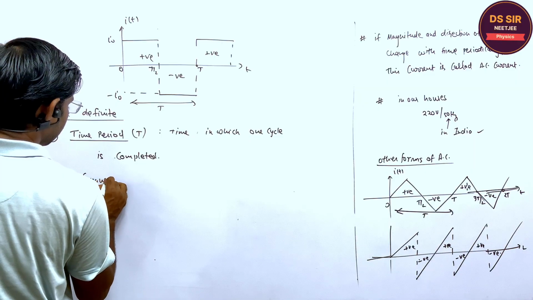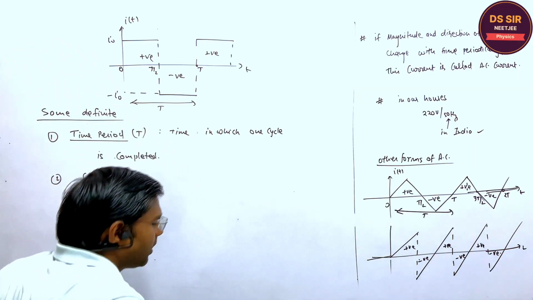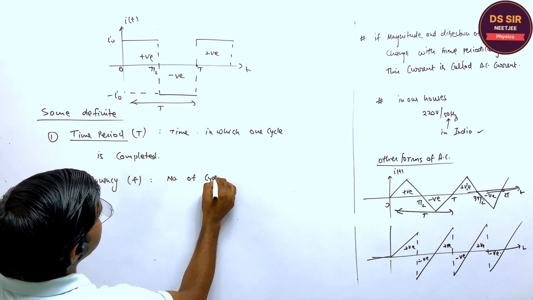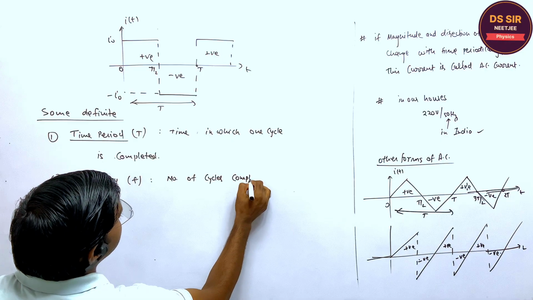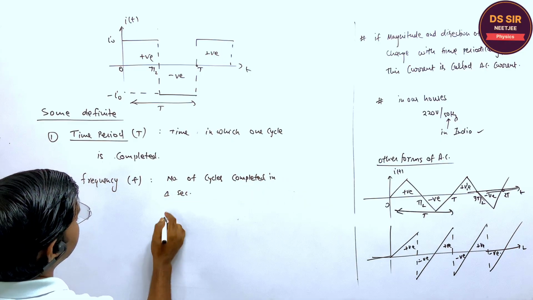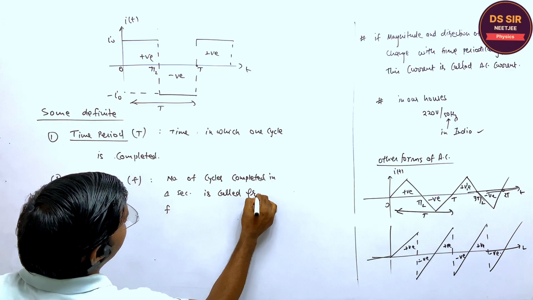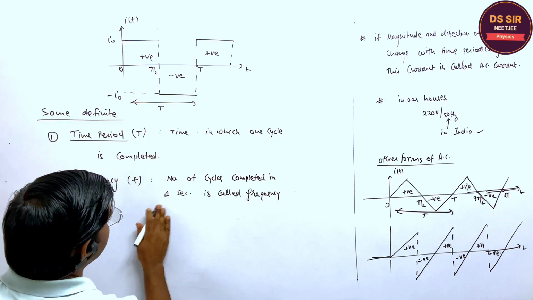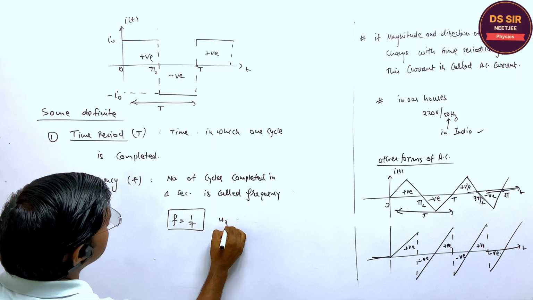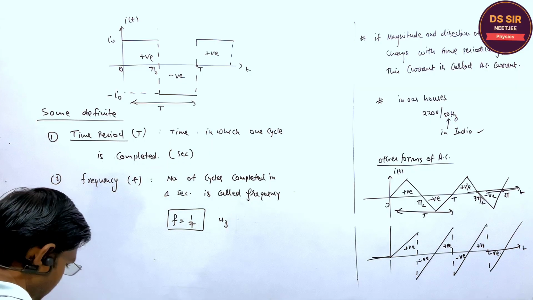The frequency is nothing but the number of cycles completed in 1 second, right? The frequency and the time period are related by this formula. Frequency is in hertz, and the time period is in seconds, right?